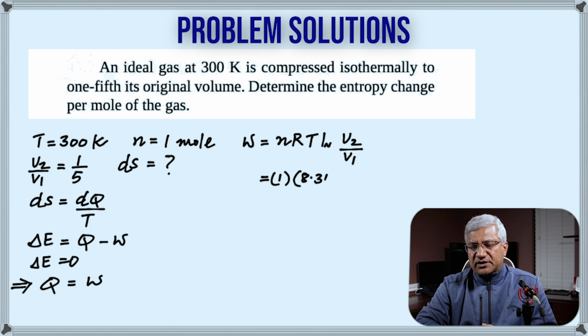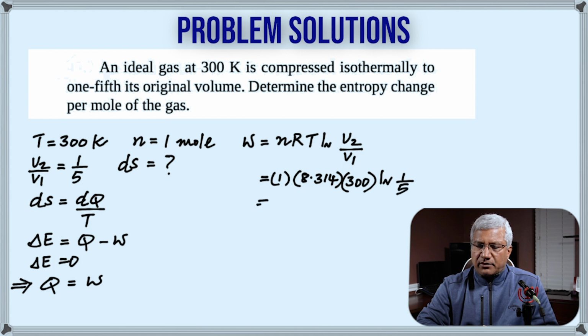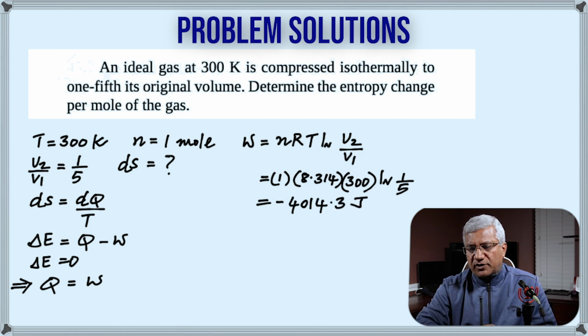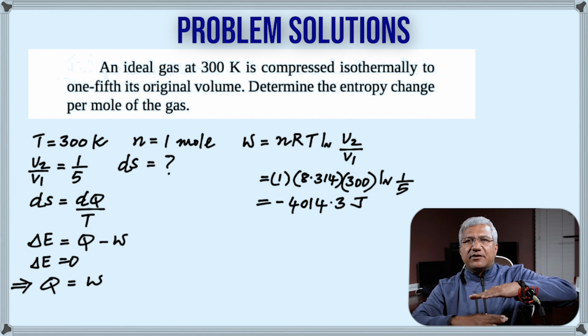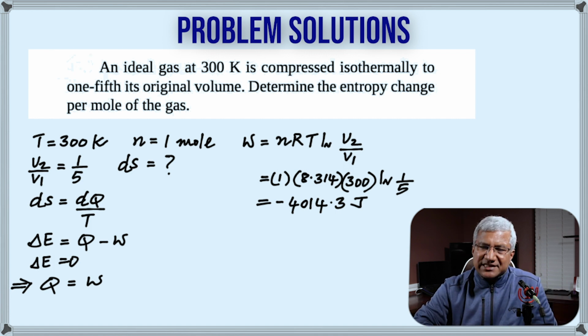N is 1, R is 8.314, you have the temperature and natural log of 1/5. Well, the natural log of 1/5 is going to be negative, so that makes the whole thing negative. When you multiply, you get negative 4014.3 joules. So now we have the heat, the work done. Remember, the work is negative. Why is the work negative? Because work is done on the gas. The gas is compressed. And when work is done on a system, it's negative.